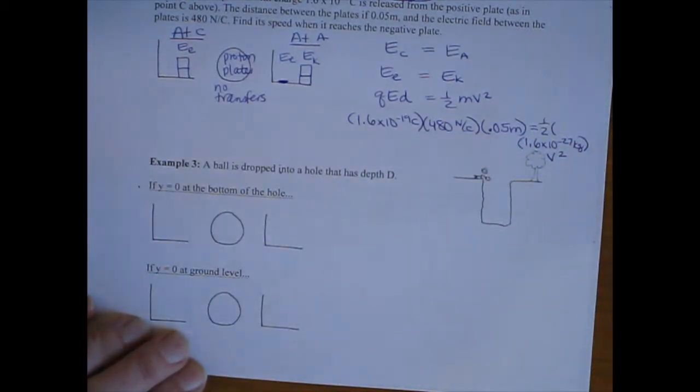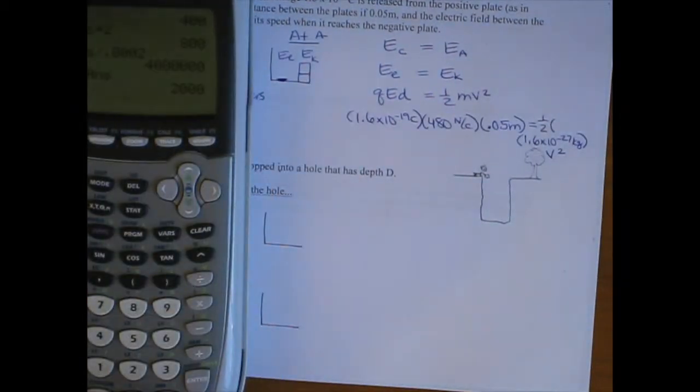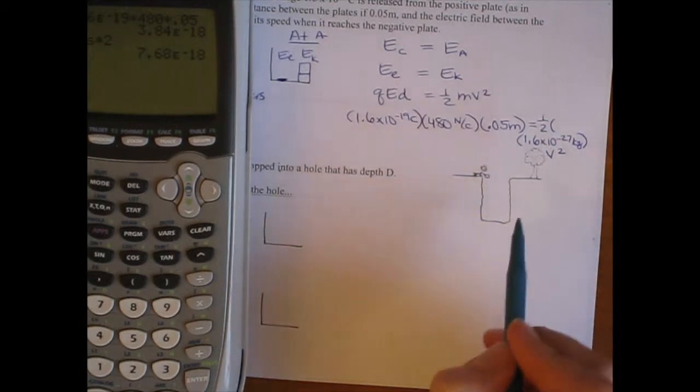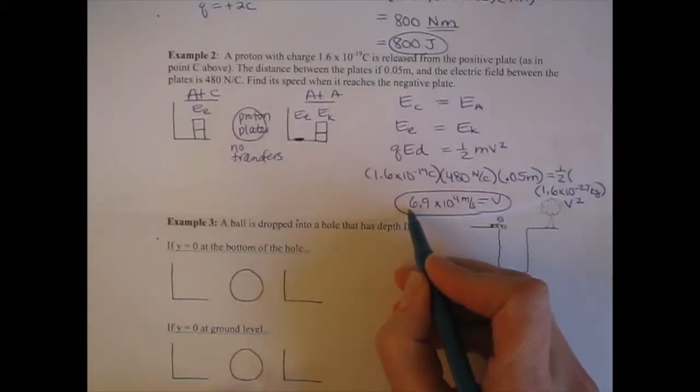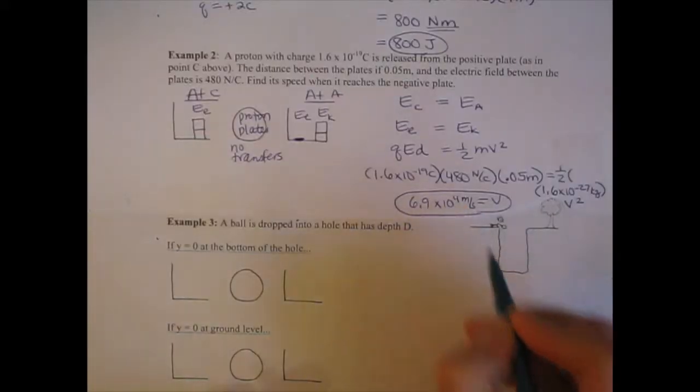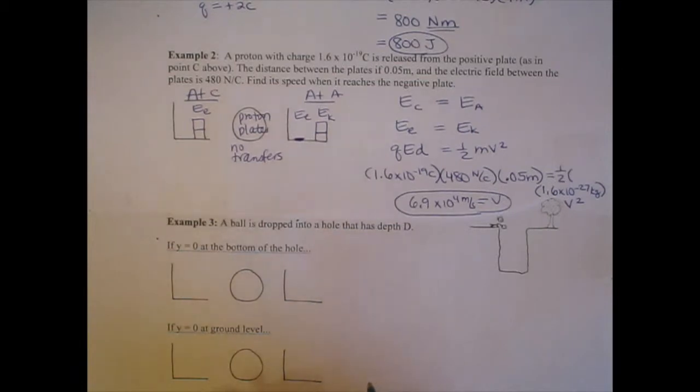So now calculating that. (1.6 times 10 to the negative 19 times 480 times 0.05 times 2, because I need to multiply both sides by 2, and divided by 1.6 times 10 to the negative 27. And then I need to take the square root of that. So we get 6.9 times 10 to the 4 meters per second for the speed.